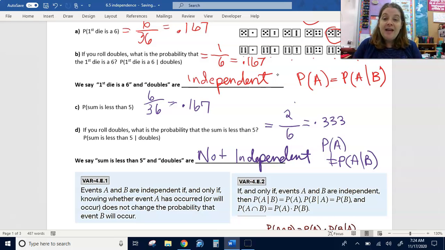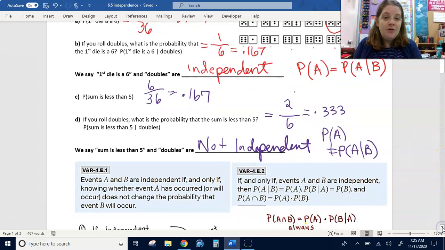All right, so events A and B are independent if and only if knowing whether event A has occurred or will occur does not change the probability that event B will occur. Okay, so knowing that your event happens doesn't change the probability of the other thing. So notice that my probability of A is equal to the probability of A given B. The probability we're looking for, A or B, whichever one, should not be changed by that condition if we have independence.